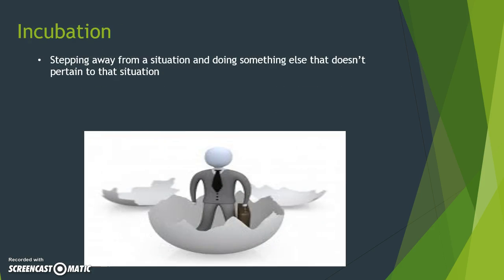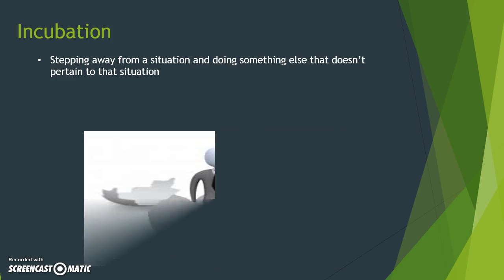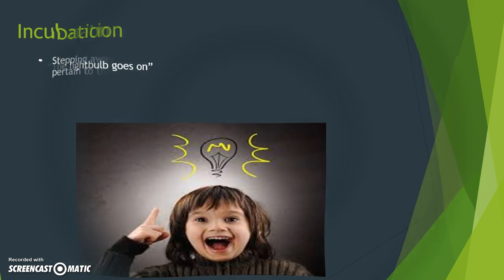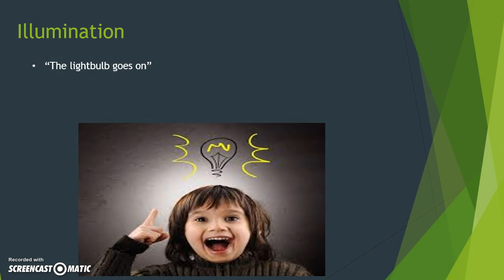Step 4 is the incubation stage, and that is the process of individuals stepping away from the certain problem and doing something that has nothing to do with the situation that you are dealing with at all. Step 5 is illumination, and that is when you are in the creative process and an idea pops in your head. According to the book, they kind of say the light bulb goes on. So that's why I have that picture of that little kid.